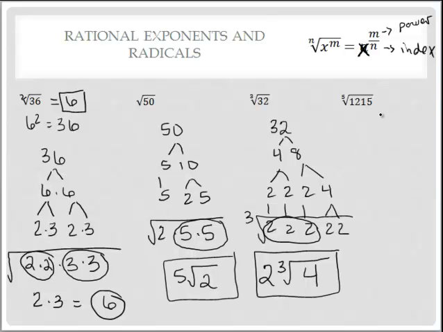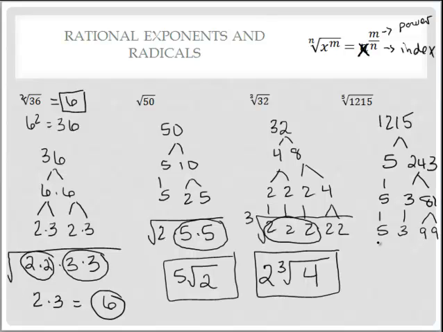So let's try this 1215. I don't have any idea, I just know 5 works. So that would be 5 times 243. Okay, I know that 3 works, so 5 is prime. This would be 3 times 81. 5 is prime, 3 is prime, 81 is 9 times 9. So we have 5, 3, 3, 3, and 3, 3.